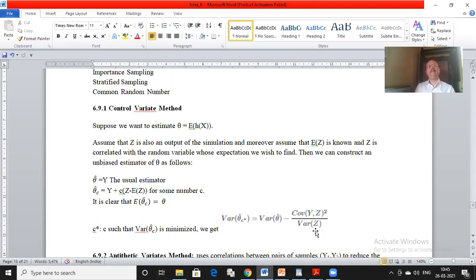I have already said that Z is correlated with Y. Z is correlated with the random variable that is our target, so it is correlated with Y. So I use that correlation to, sort of, regress out the effect of Z, which will reduce the variance. Is this argument clear?